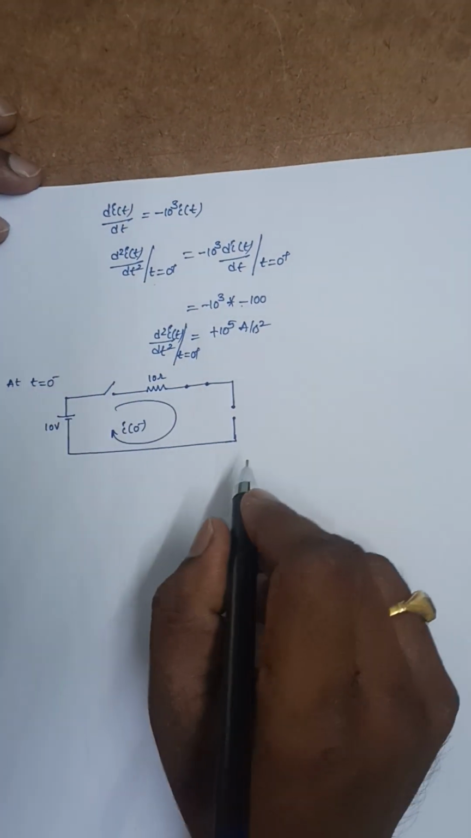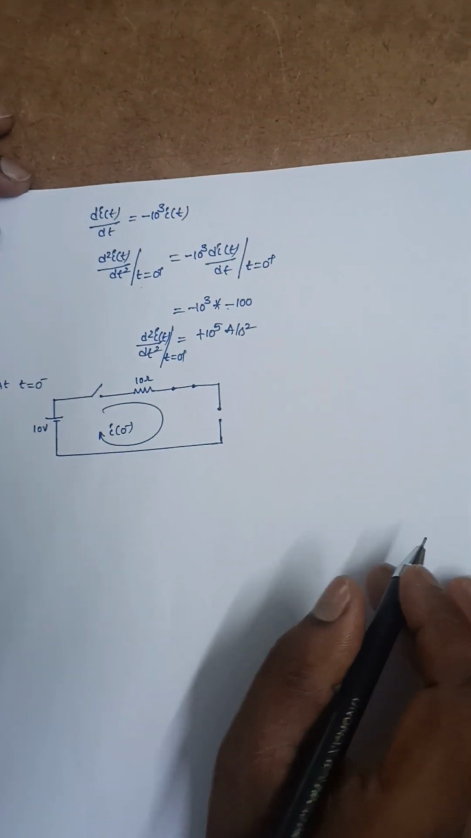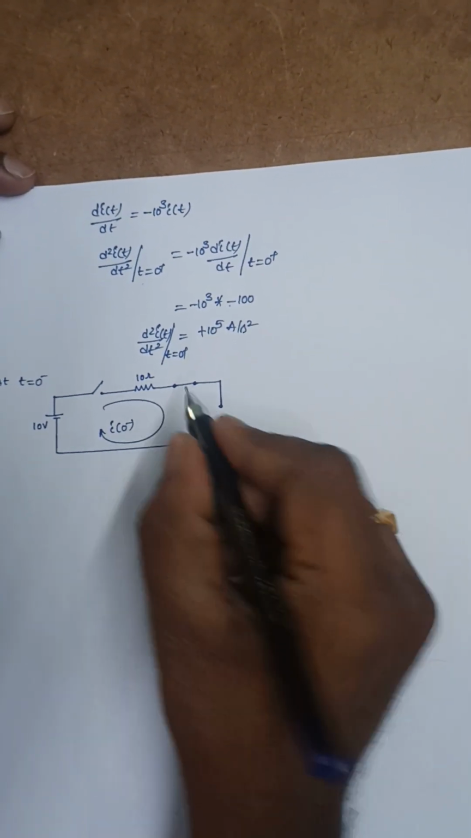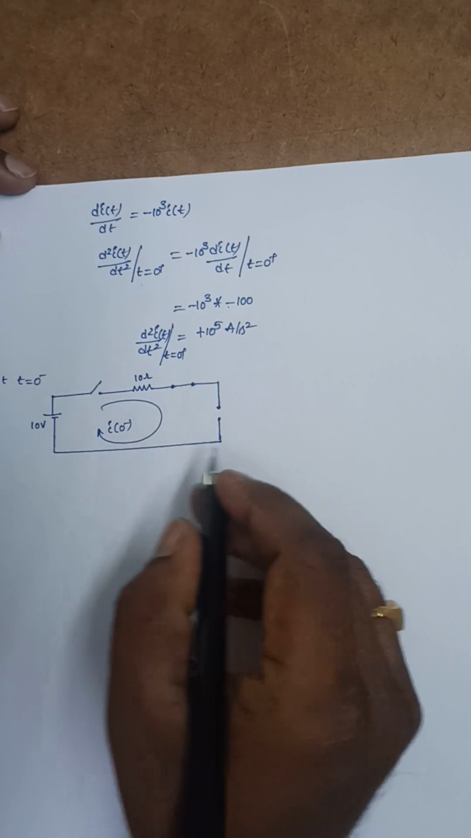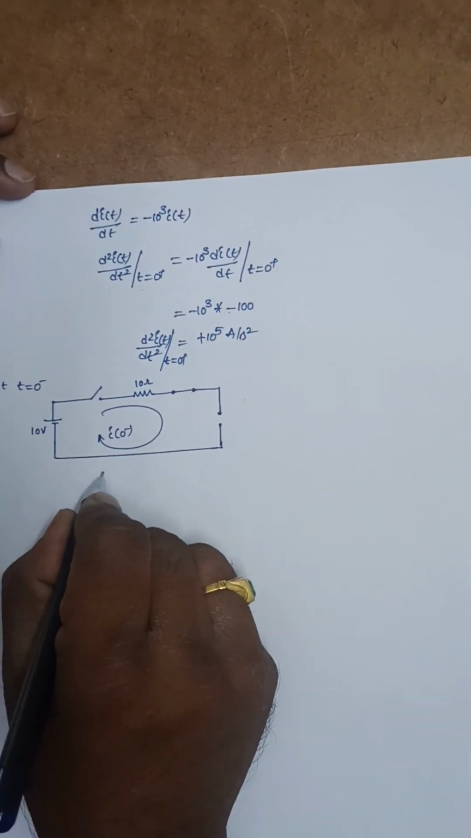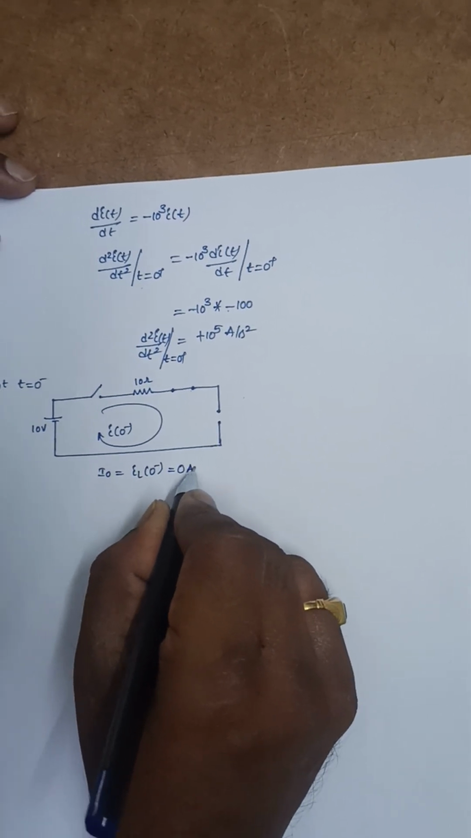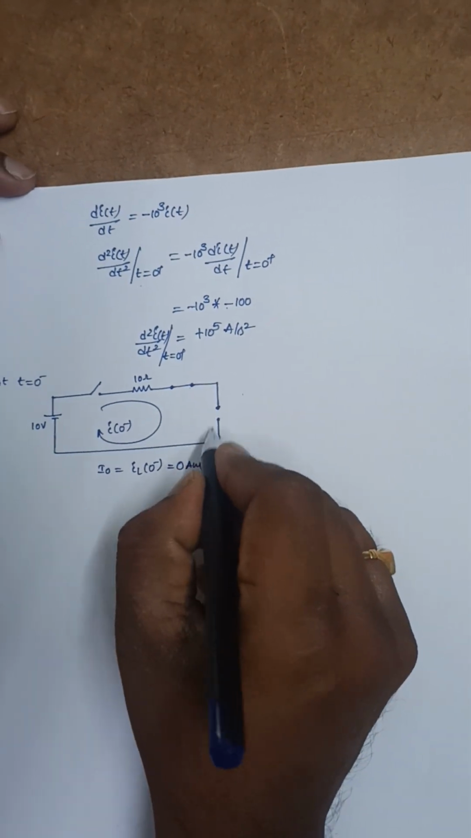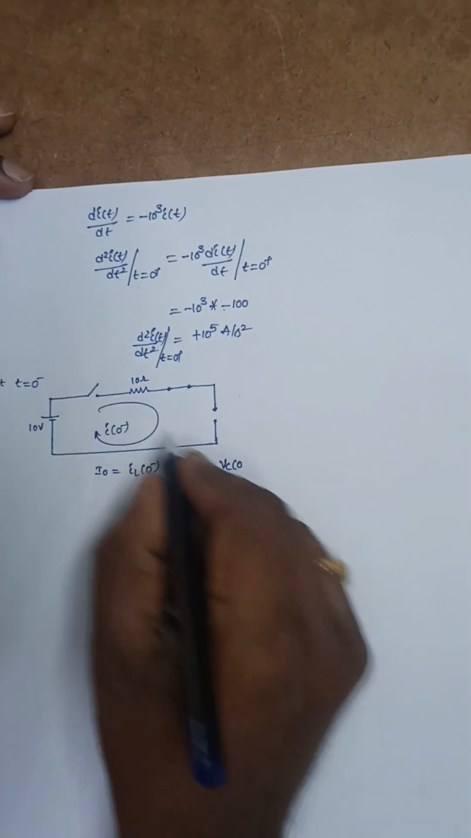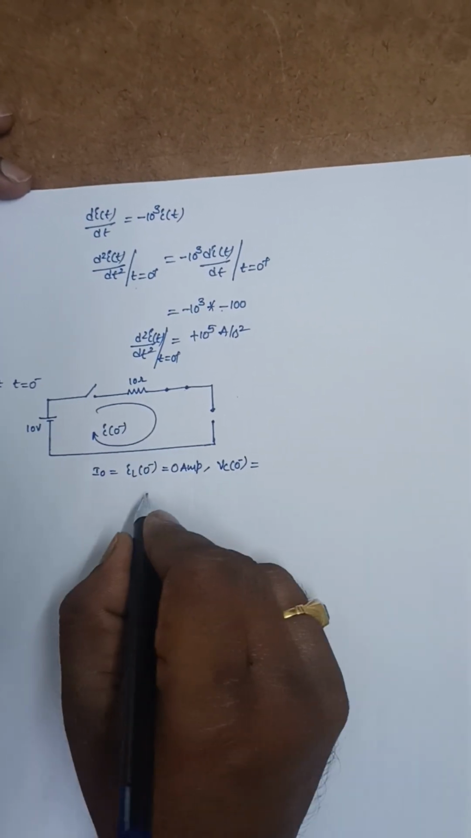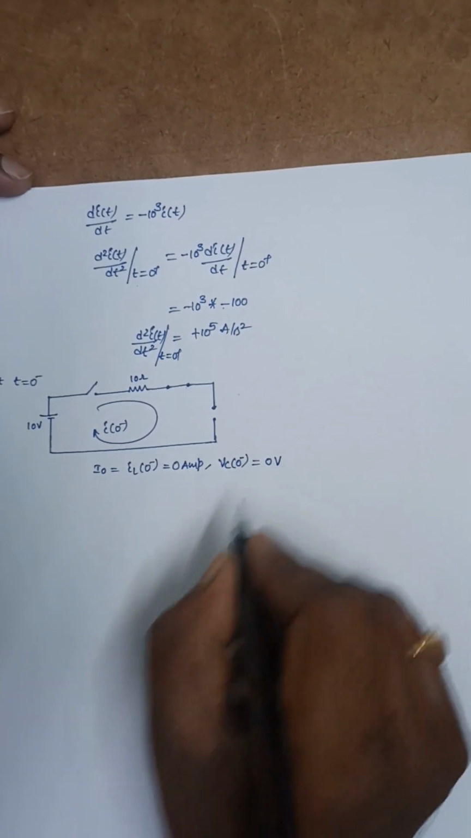Actually it is I of t, but at t equal to 0 minus we draw the circuit. It is I of 0 minus. Now this is the capacitance and this is the inductance, which was open circuited, it is short circuited. The current flowing through the inductor is the initial current, that is I naught equal to IL of 0 minus, which is 0 amperes. Next, the voltage across the capacitance: initially it is not charged to any voltage and the switch is in the open position here, so Vc of 0 minus is equal to 0 volts.